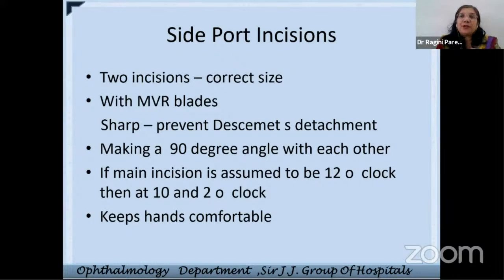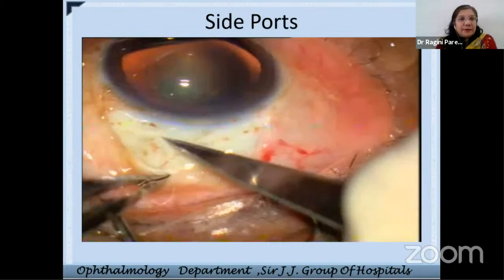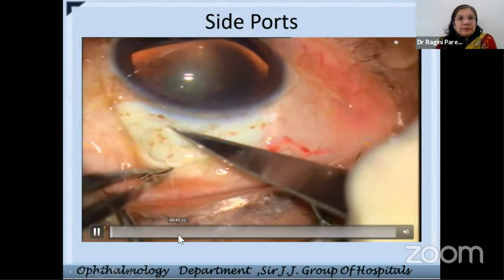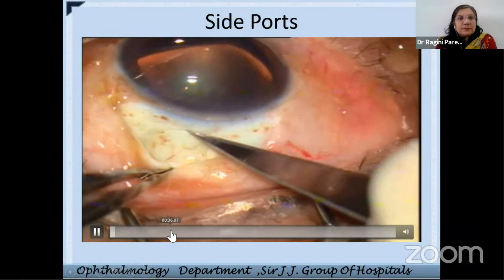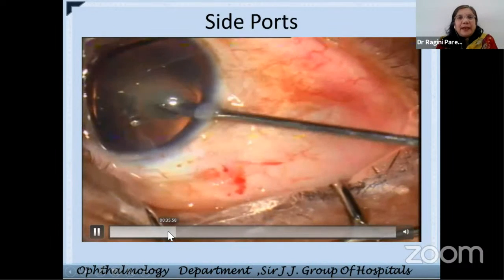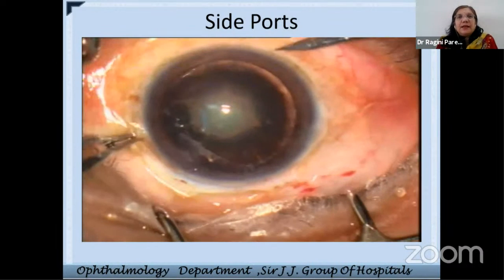And if you assume that you are at 12 o'clock, even if you are temporal, they have to be made at 10 o'clock and 2 o'clock, making a 90 degrees angle with each other so that your hands are comfortable while using the second instrument. So as you can see over here, this is the side port with the MBR blade.